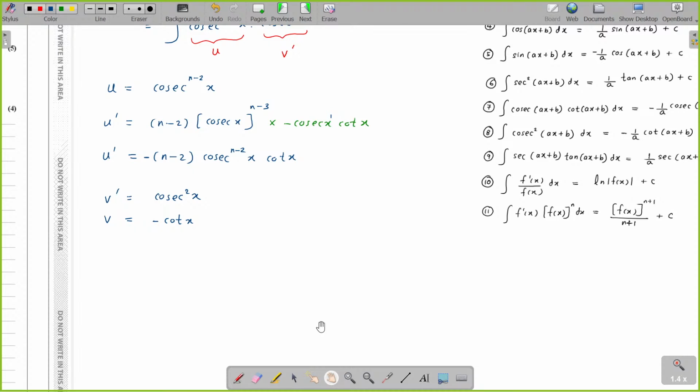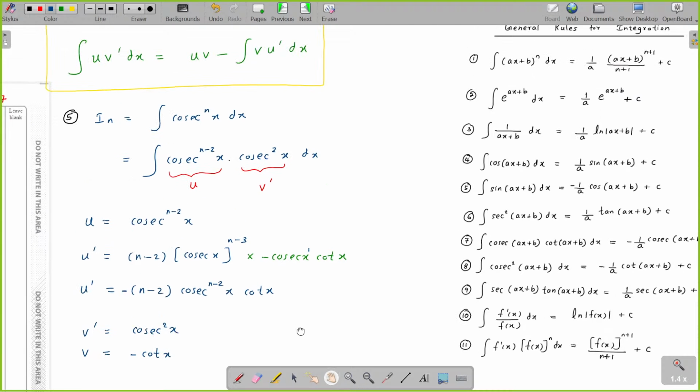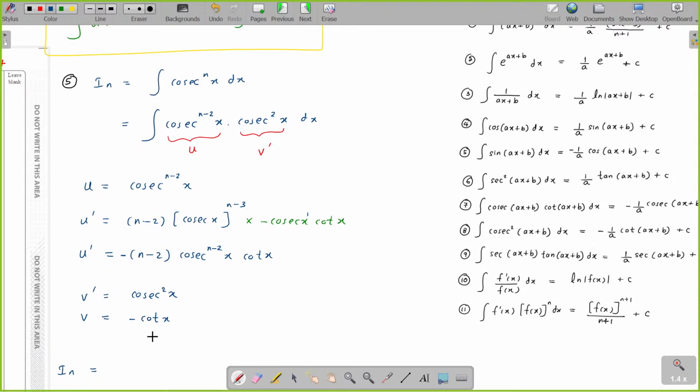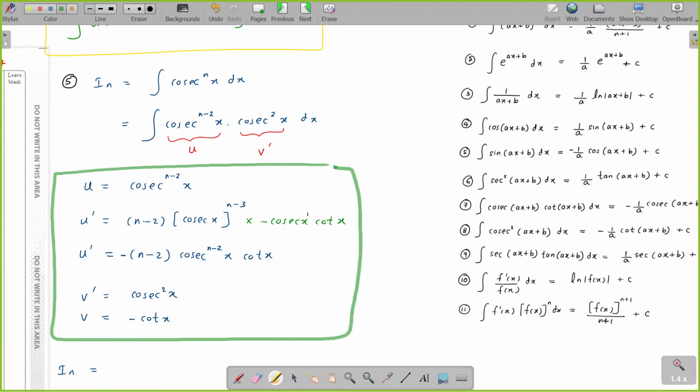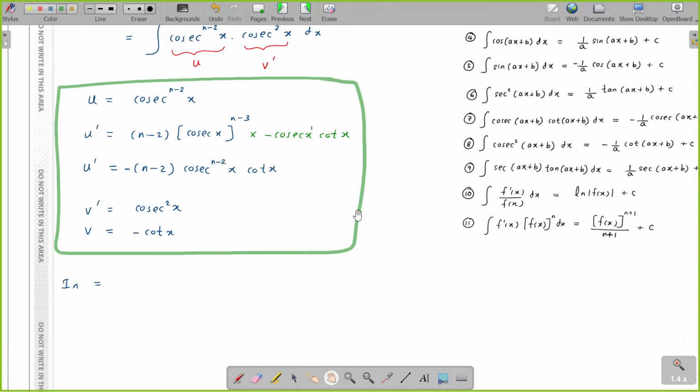Okay, and then let's continue. Let's apply these rules now. Shall we apply the parts by integration rule quickly? So uv minus integration v u dash. How does it work? I have written the u and v, everything is written over here clearly. All I have to do is to apply these into the equation.